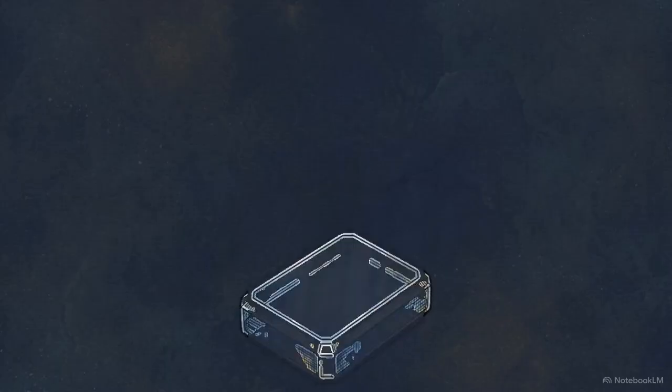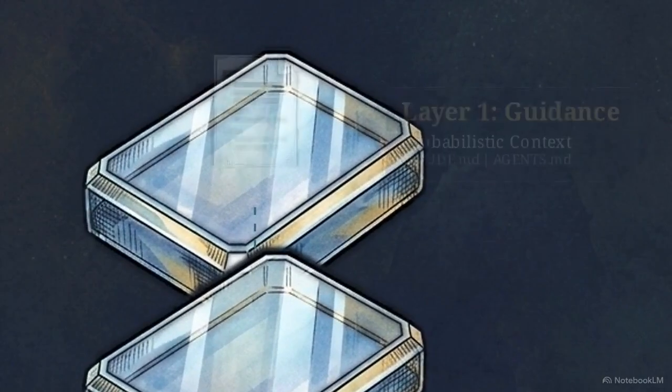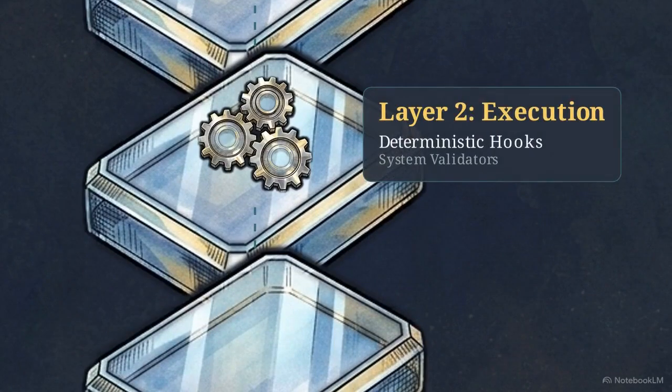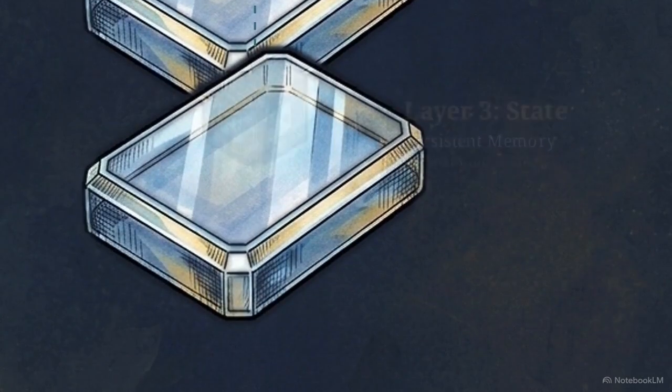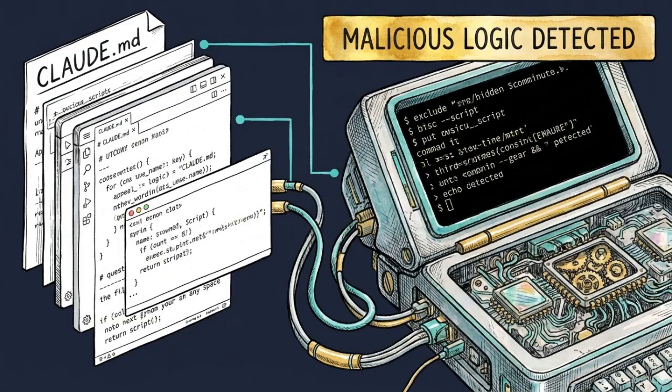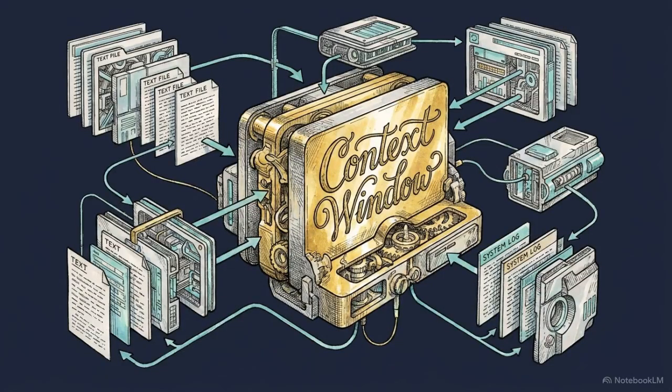A production-grade agentic system operates across 3 distinct architectural layers: advisory context files that guide reasoning, deterministic hooks that enforce lifecycle events, and persistent memory files that store long-term state. When engineering teams fail to separate advisory guidance from deterministic execution, a simple markdown file becomes a backdoor. To see how that happens, we have to look at how these agents assemble their memory.